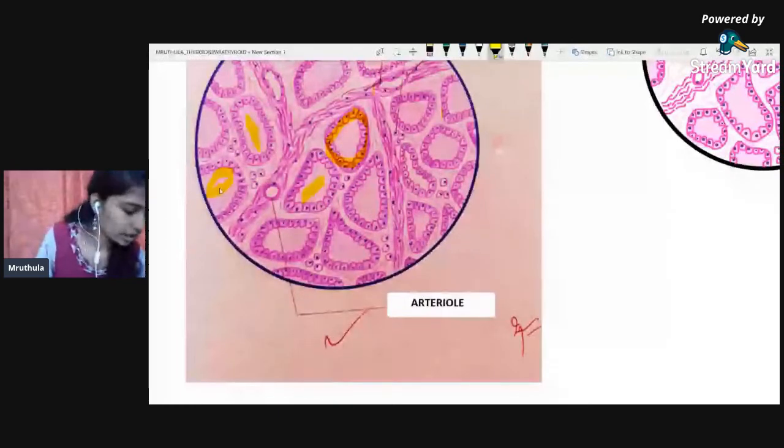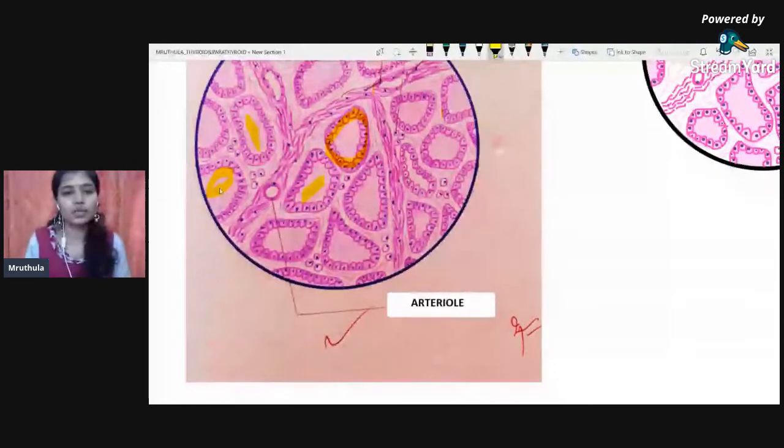So what is a colloid? Colloid is a storage material which is storing the secretions of the thyroid gland. Okay, colloid stores the secretions of the thyroid gland. It is a gelatinous material. It usually stains pale pink in color.